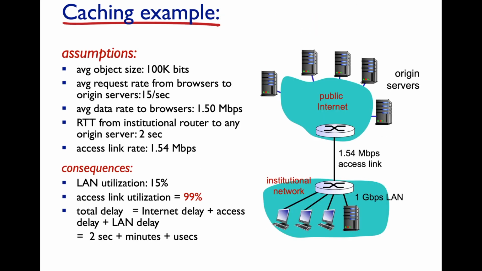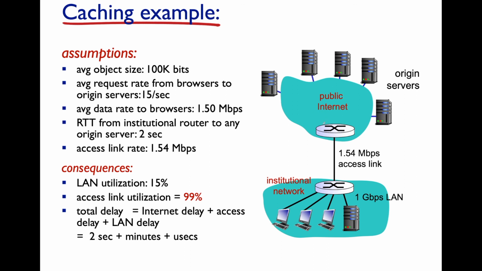And so this is an example in the book. It's a caching example. And we have in this figure an institutional network, or enterprise network, like you'd have at DSU. We have a bunch of hosts connected, and our local area network is 1 gigabit per second, really fast. Then the access link for the gateway or router that gets data off of the institutional network onto the internet has a bandwidth of 1.54 megabit per second.